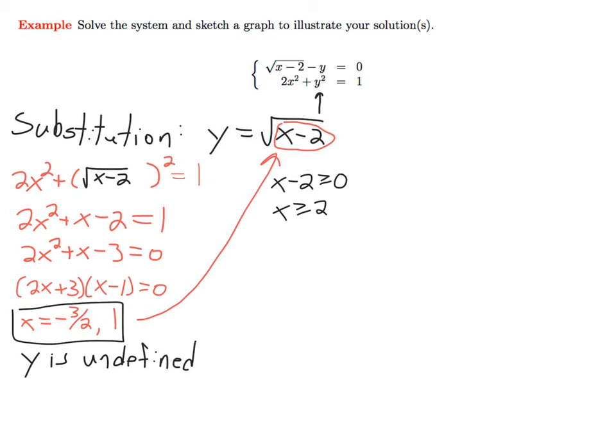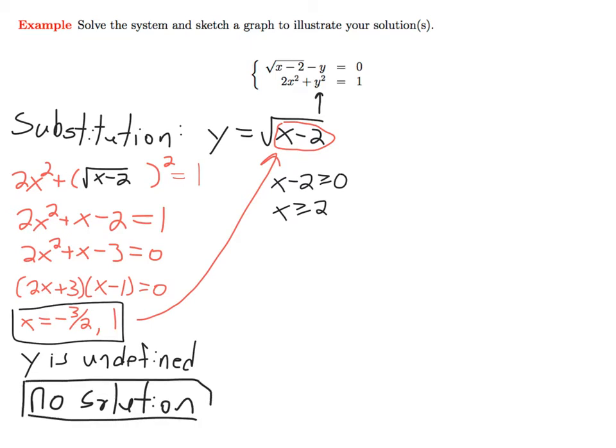So what we've observed so far is that if we find solutions to these equations, the values of x are going to have to be either minus 3 halves or 1. And in either of those cases, there is no corresponding value of y, since y is undefined at those values. So this means this system has no solution, okay? And so just like linear systems that we worked with, not every system of equations has a solution. And so we just found out that this one doesn't.